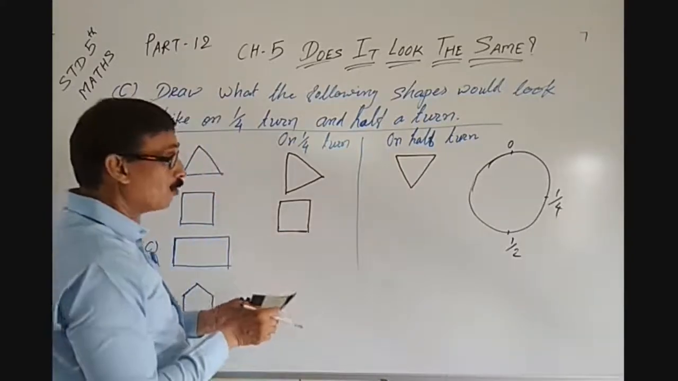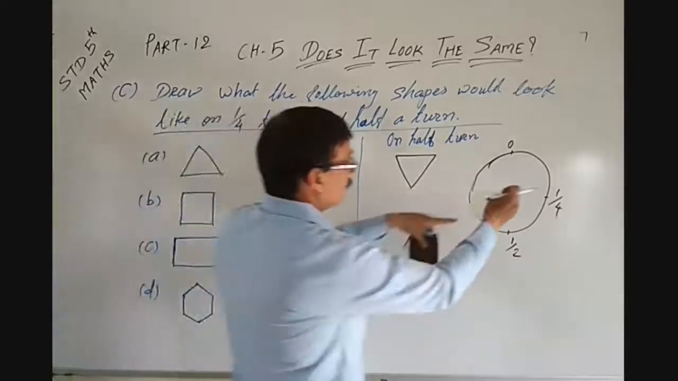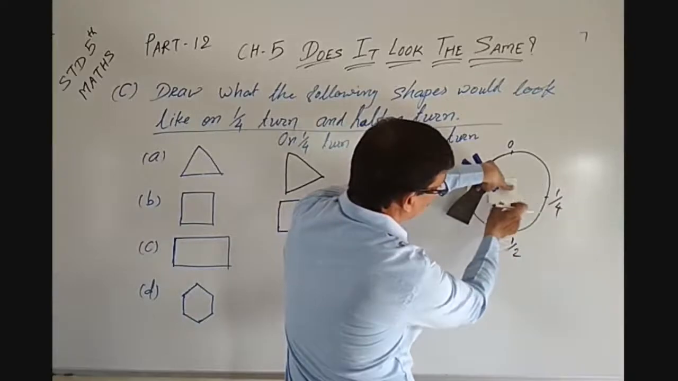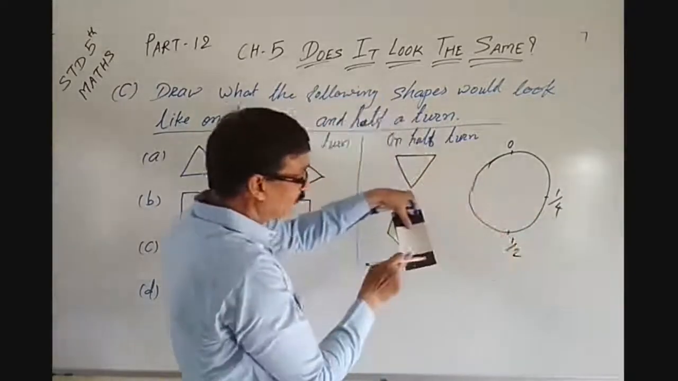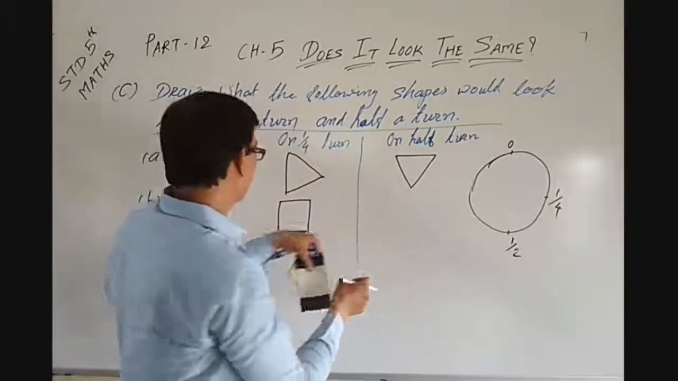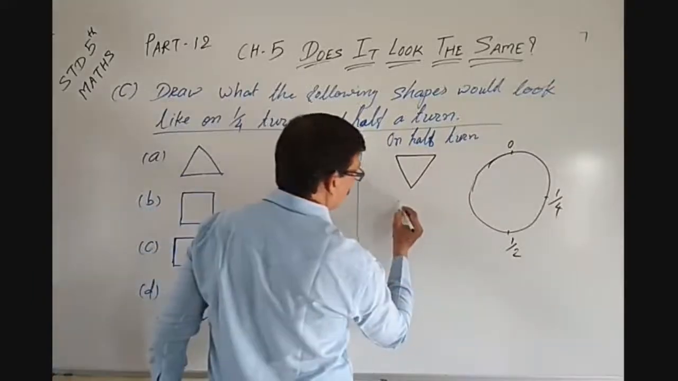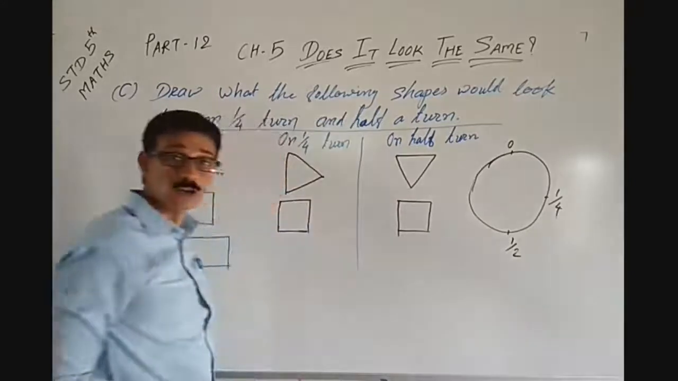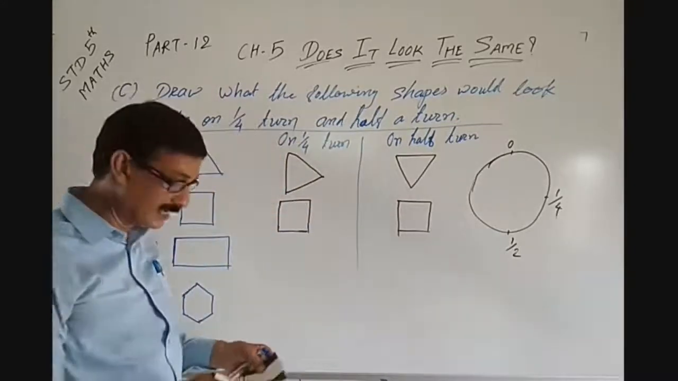Okay, now let's go for half turn. So this is over here and let me give half turn. So once again it will look something like this. Okay, and it is the same. This is the same. Okay, so on one half turn also it will look the same.